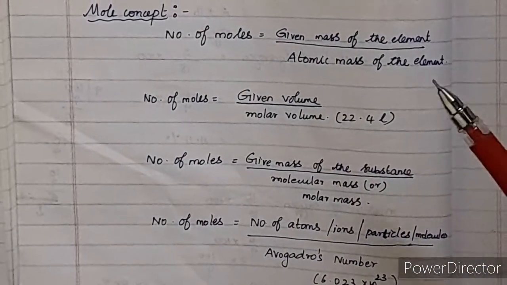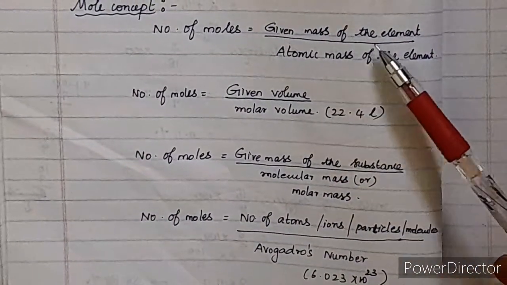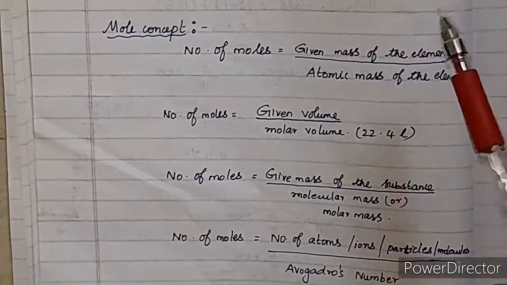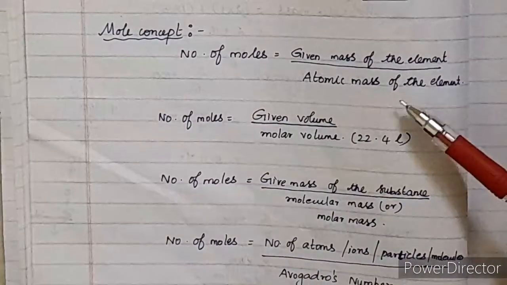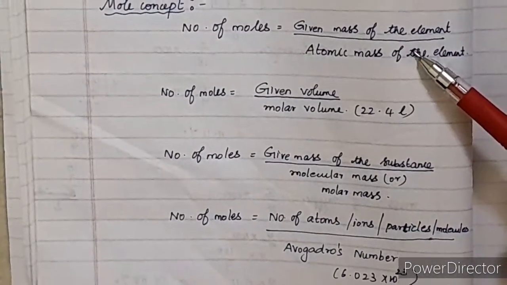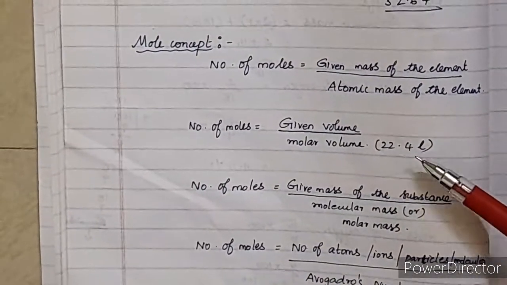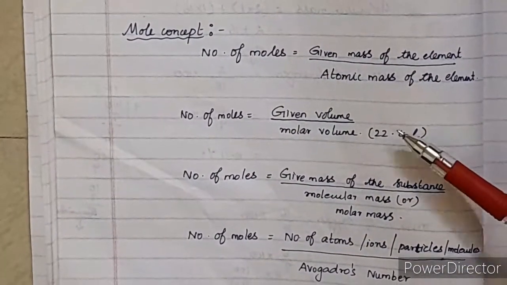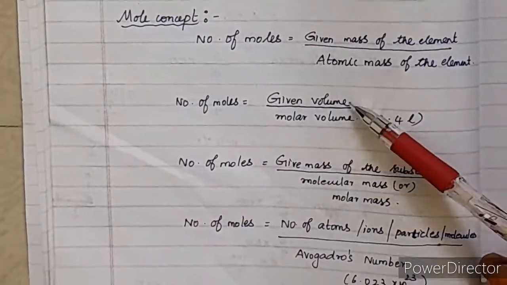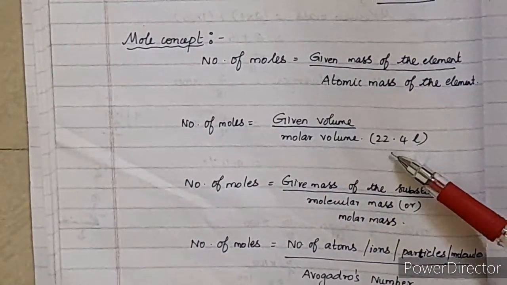Now the sodium is given, isn't it? So that is an element. So if the element is given, you can use this formula by substituting the atomic mass of the element. Given mass will be given in the question, and you should know the atomic mass of an element, using which we can calculate the number of moles. Now if the data is given in terms of liters, using this formula you can calculate the number of moles. So number of moles is equal to given volume divided by molar volume. Now I said molar volume is 22.4 liters.